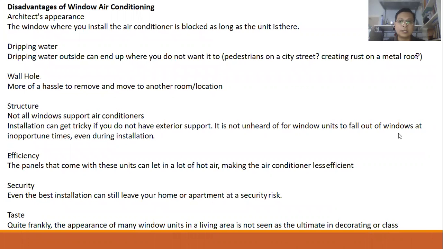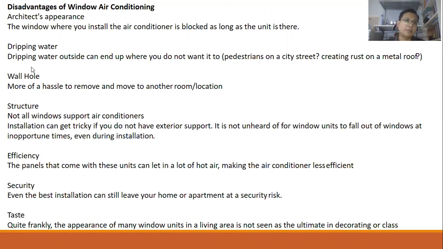So the disadvantages of the window air conditioner. Architectural appearance: once a window is installed, the air conditioner blocks it as long as the unit is there. So the wall will not look nice, because something is there, because we will come out with the aircon system. So the architectural appearance will not look nice.